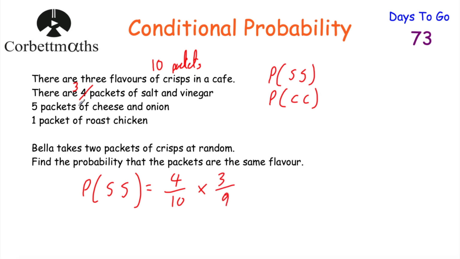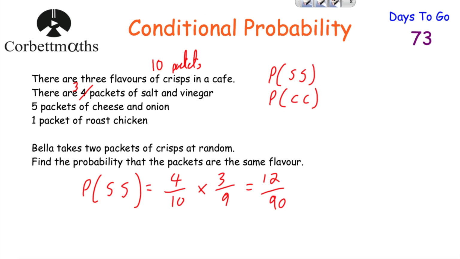So whenever she takes the first packet of salt and vinegar off the shelf, there'd only be 3 packets of salt and vinegar left, and there'd be 9 packets of crisps. And then to find the probability of salt and vinegar, we would multiply the probabilities together. So 4 times 3 is equal to 12, and 10 times 9 is equal to 90. So that'll be 12/90. Now I'm not going to cancel this down just yet because we may need to add it. We're going to add this to the probability of cheese and onion, and if they've both got a denominator of 90, that'll be quite handy.